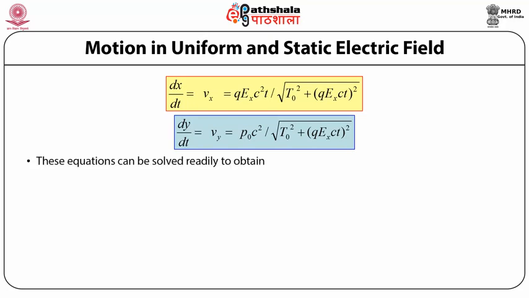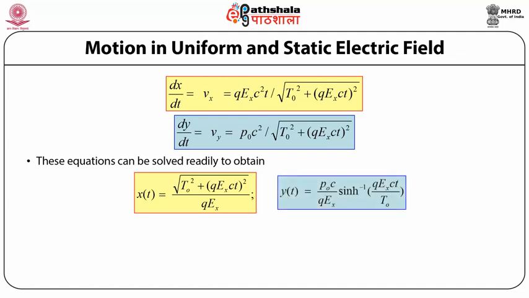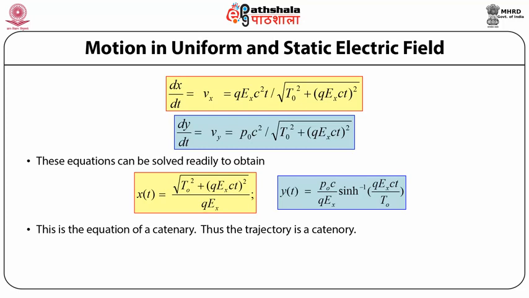These equations can be solved readily to obtain x(t) = √(T naught² + (qExct)²) divided by qEx, and y(t) = (p naught c / qEx) sinh inverse of (qExct / T naught). This is the equation of the trajectory of the particle in parametric form in terms of time t.